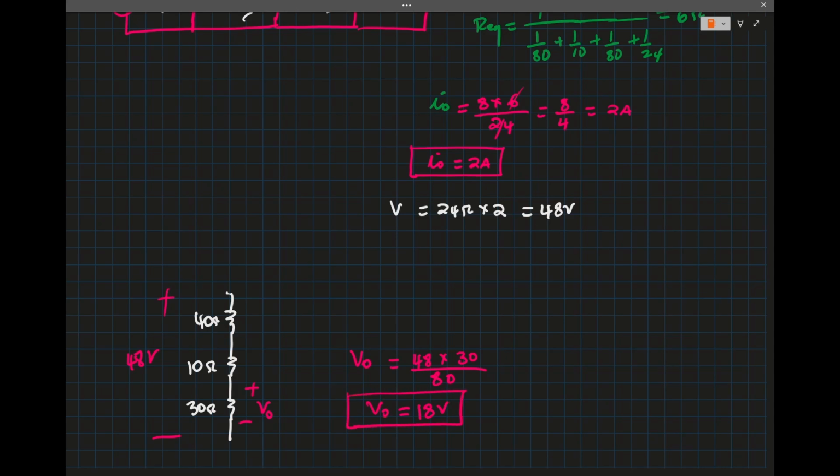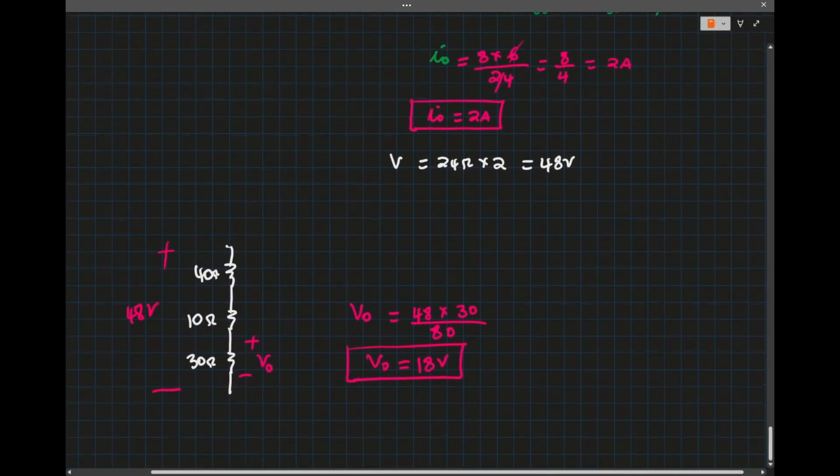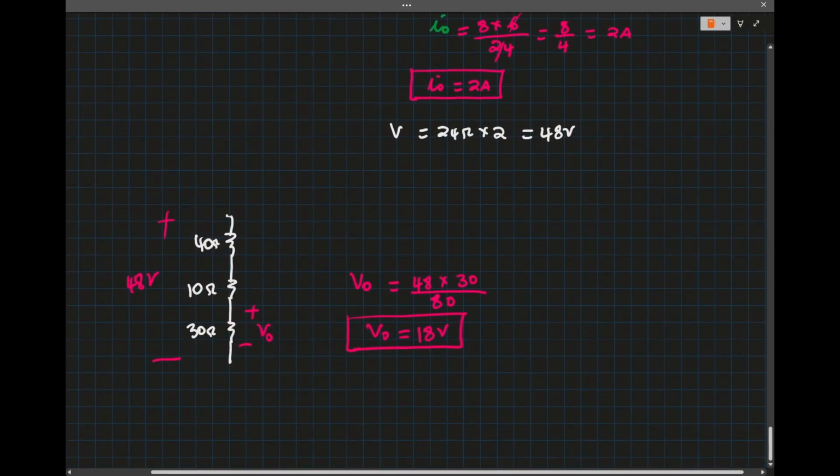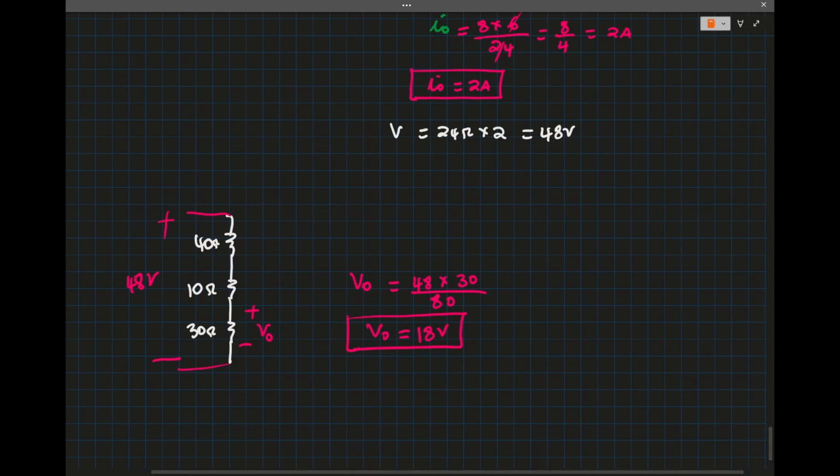Okay, so in this example we were able to find the equivalent resistance, and then use that to find the current in a branch, and then use voltage division to find the voltage across the 30 ohm resistor.